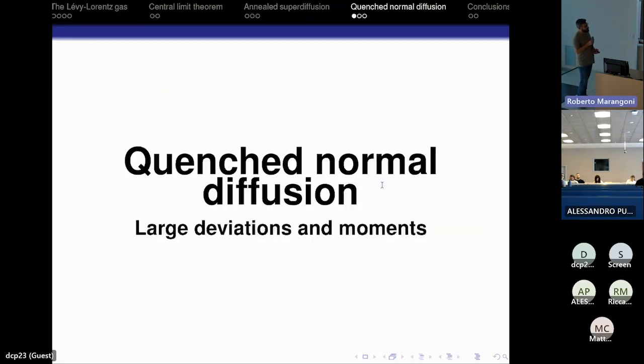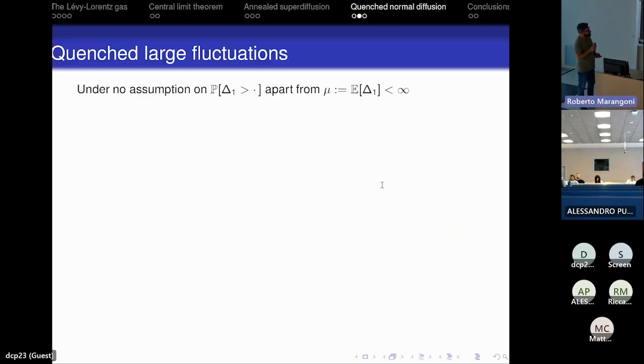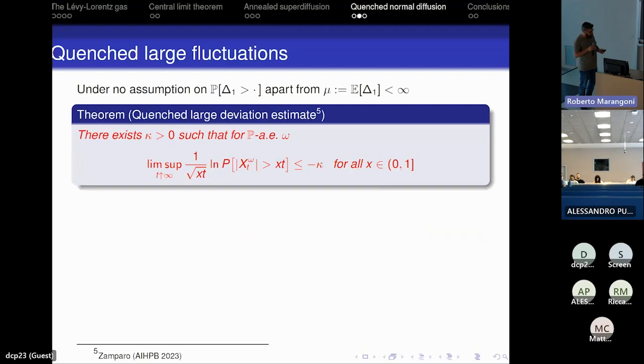What about the quenched problem? The quenched problem is completely different. If you study the large fluctuation conditional on a typical realization of the obstacles, you don't find, as before, a decay of probability which is polynomial. You find a decay of probability which is exponential, actually a stretched exponential with stretching exponent 1. The point is that you move from a polynomial decay to an exponential decay. Okay, things change completely.